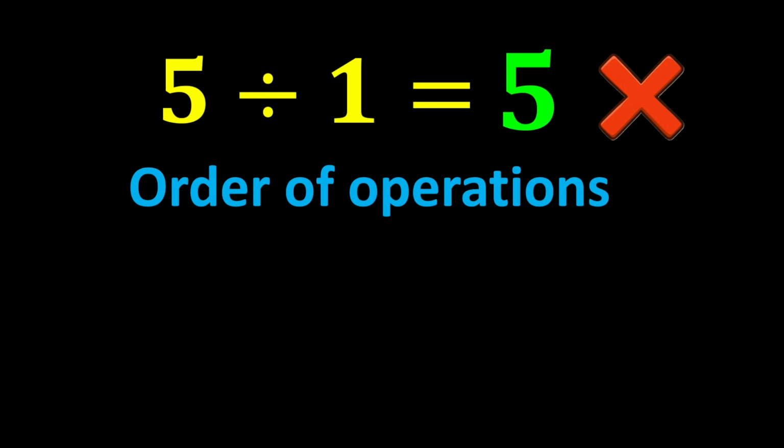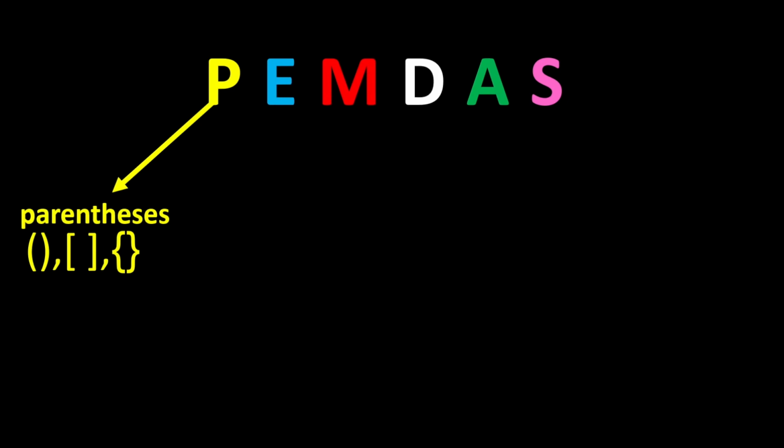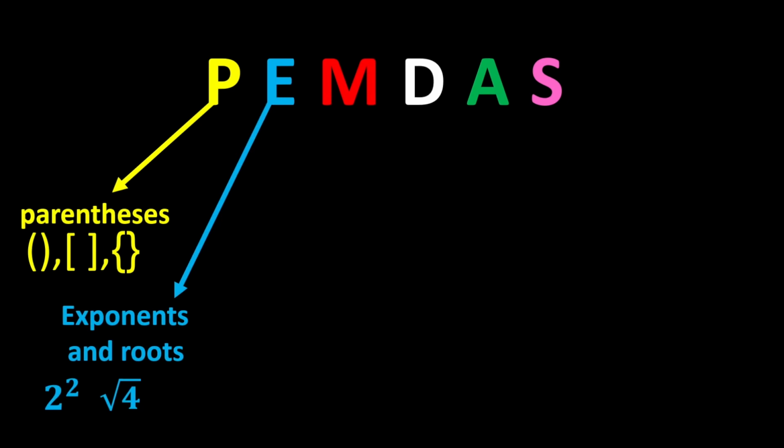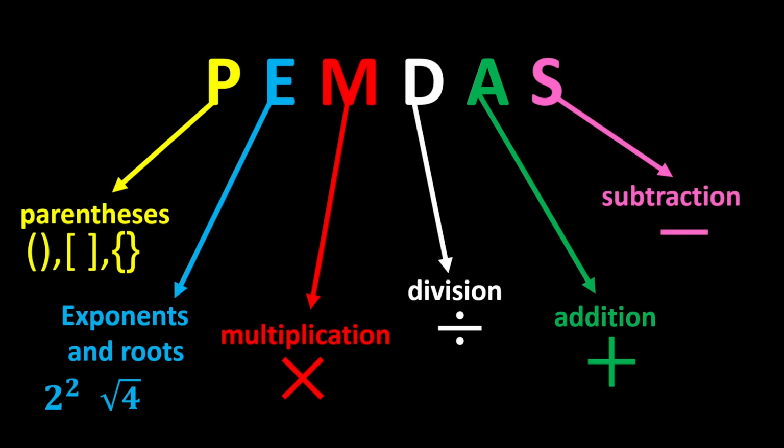The correct order of operations is known by a short acronym called PEMDAS. P stands for parentheses. E stands for exponents and roots. M stands for multiplication. D stands for division. A stands for addition. And S stands for subtraction. According to PEMDAS, in any mathematical expression, we first calculate parentheses, then exponents and roots, then multiplication and division, and finally addition and subtraction. Remember that multiplication and division have equal priority.